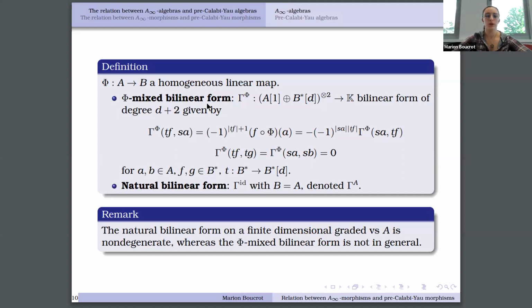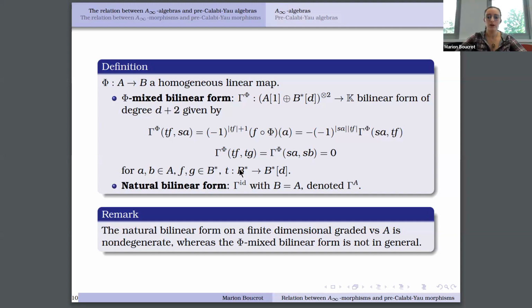So we will work at some point with almost cyclic infinity structures, meaning that there is some kind of cyclic structure, but with some bilinear form that is not non-degenerate. So we'll work more particularly with those two bilinear forms. And now I will begin with the definition of pre-Calabi-Yau algebras.